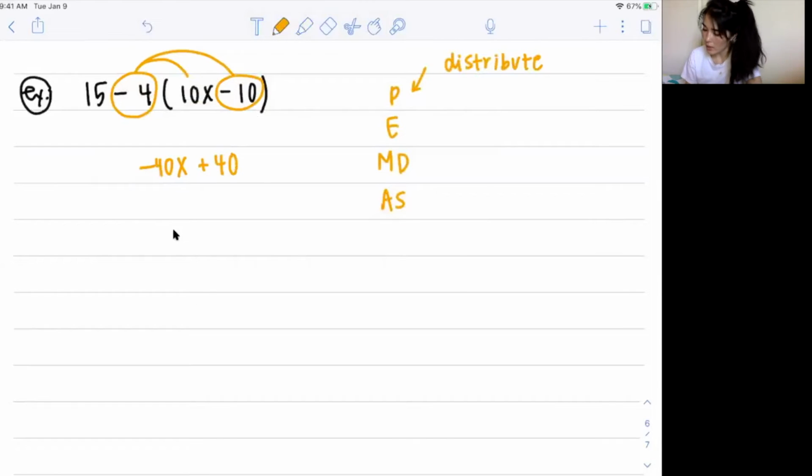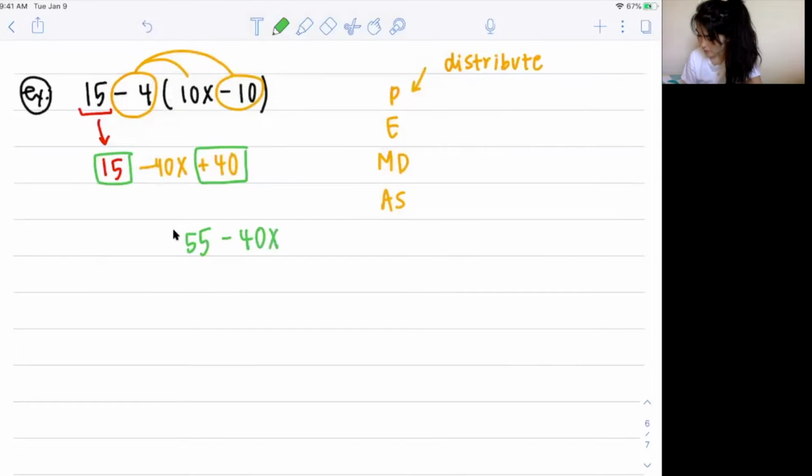Just like last time, you're going to take that 15 that has not moved and shift it downwards, and this is going to become 15. So 15 minus 40x plus 40. And then, just like before, combine your like terms. 15 and 40 can be combined, and they're both positive, so you're going to add them. That's going to give you 55. And then your last term is that negative 40x, so minus 40x. And so that would be your simplified answer.